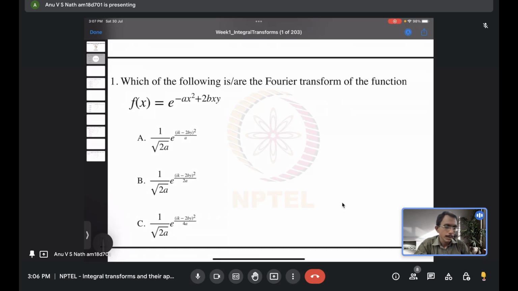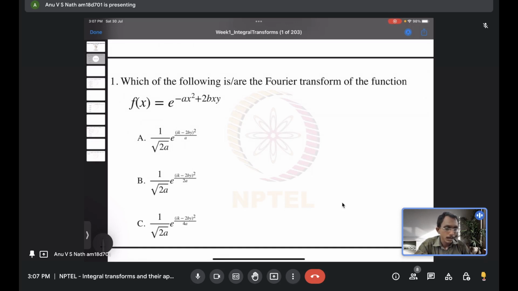How I am going to conduct this session is that I will show a problem. First of all, we begin with the first question: which of the following is or are the Fourier transform of the function given by f of x equal to exponential of minus a x square plus 2bx? We have three options given. I want it to be an interactive session, so if you have any questions in between, you can of course stop me, and I will clarify them.